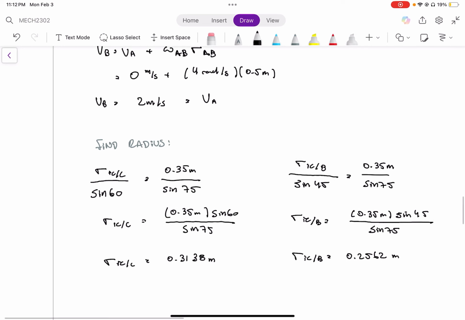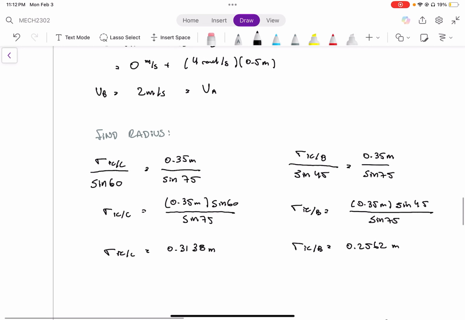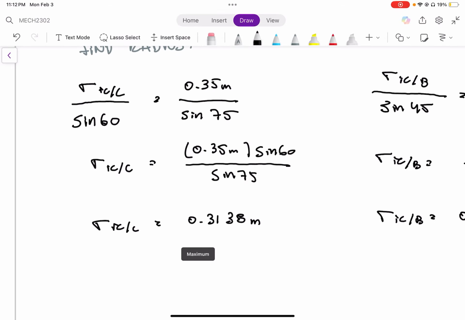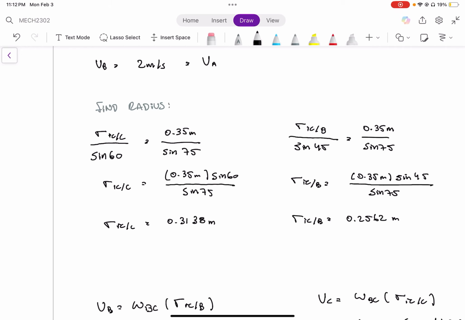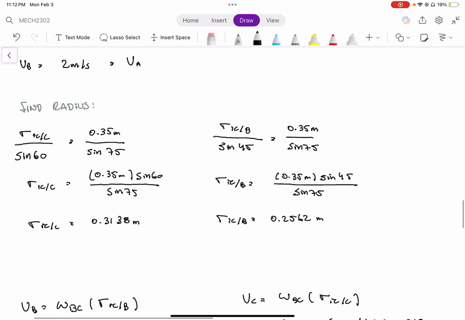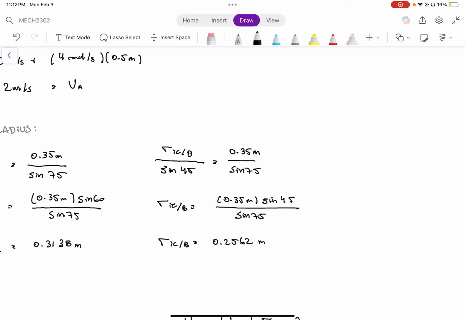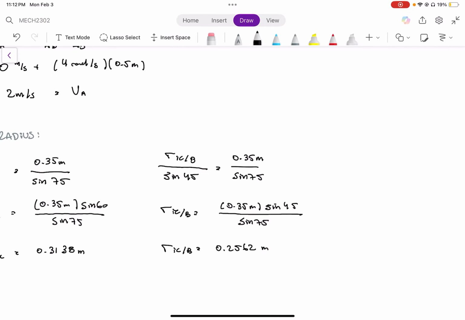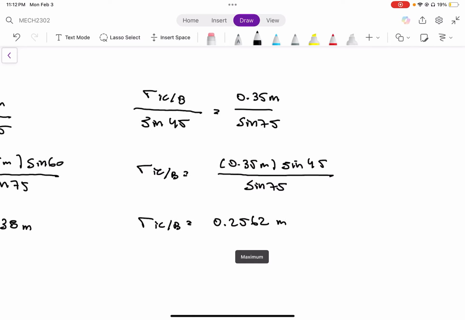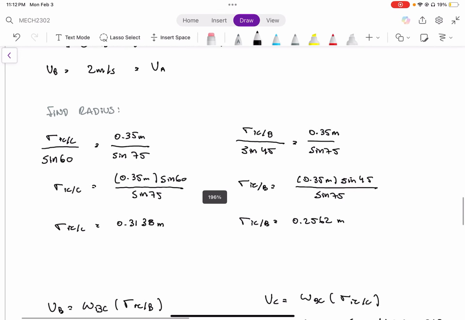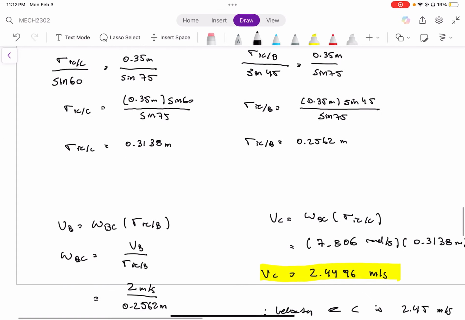And so here we're trying to find the radius. So r_IC/C divided by sine 60 equals 0.35 meters over sine 75. We isolate it and we find that r_IC/C equals 0.3138 meters. Here we're just setting up some ratios to find that value. We do the exact same thing here, where r_IC/B equals 0.2562 meters. And these are just ratios that we find.